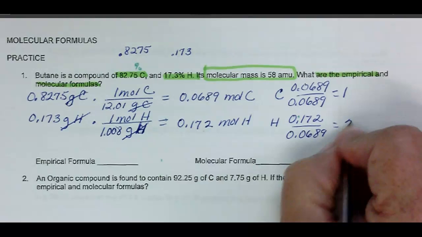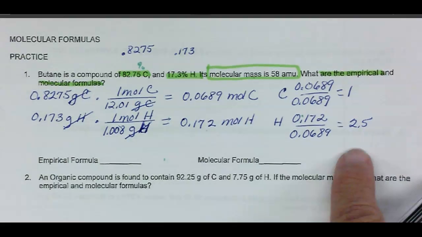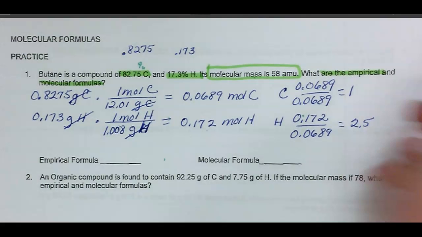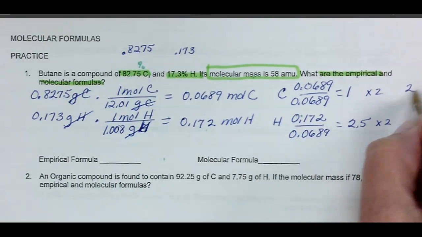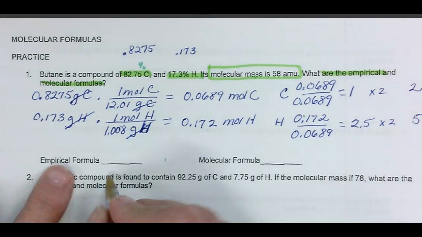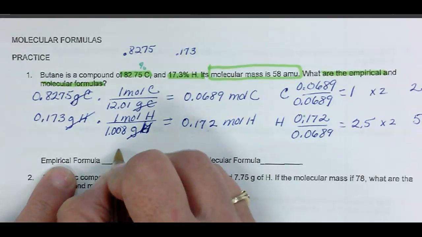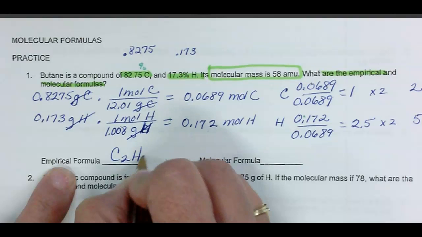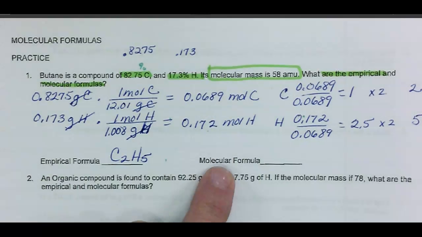And it is 2.5. So again, what is the rule when we have a 0.5? So we're going to multiply both by 2. This makes 2 and 5. So my empirical formula here becomes C2H5.